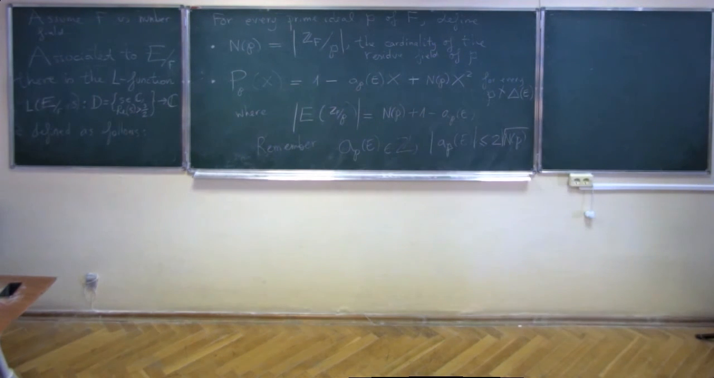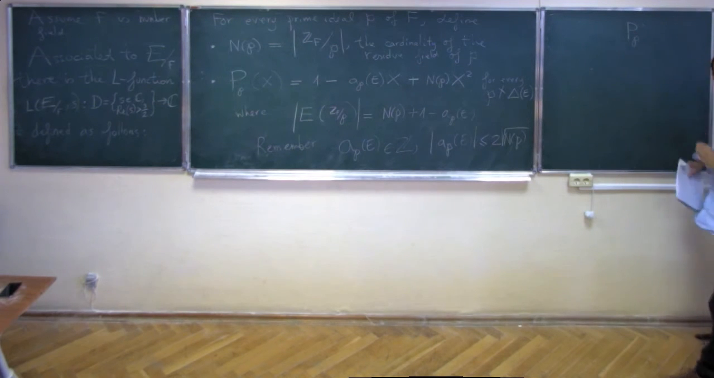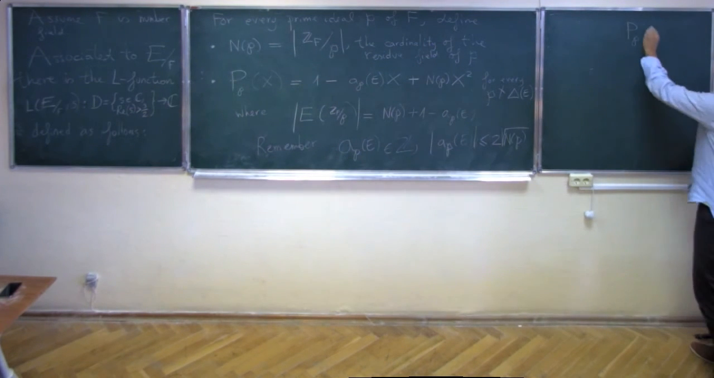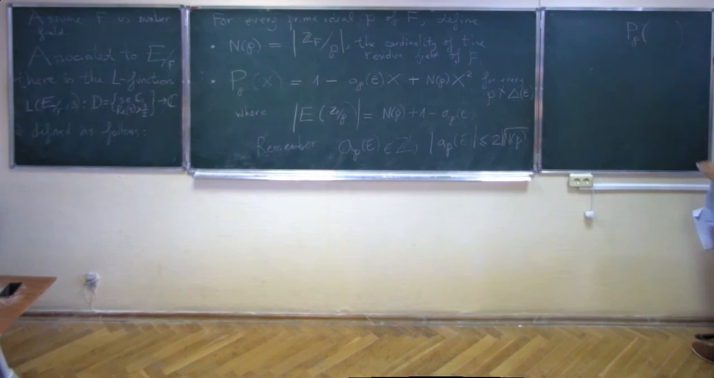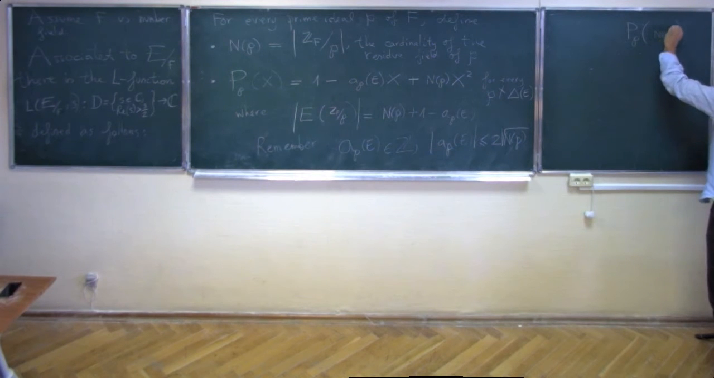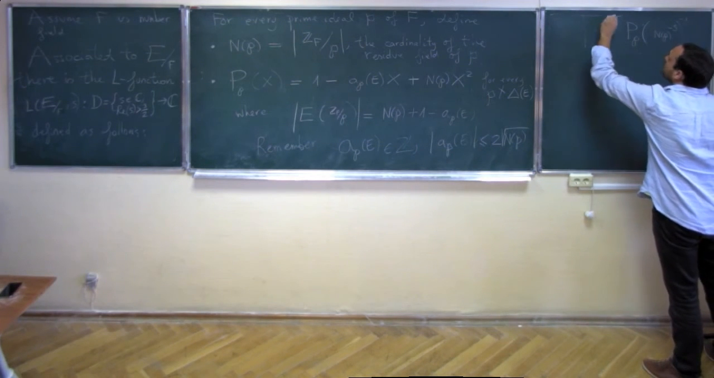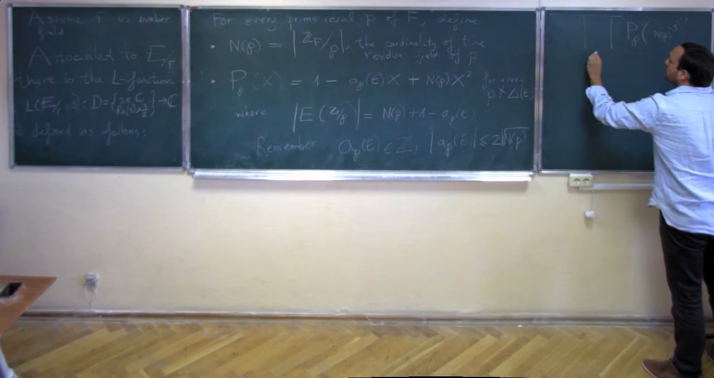So, given any of these polynomials, this was a degree 2 polynomial, make the following change of variable: replace x by the norm of P raised to minus s, invert this, and take the product over all prime ideals.